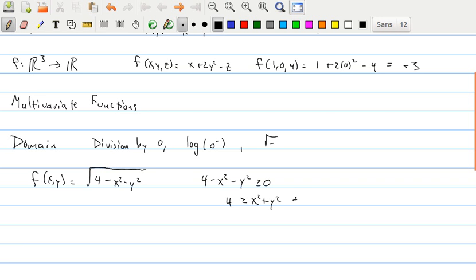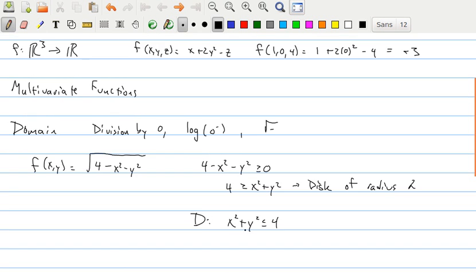We see that this is the disk centered at 0, the origin, whose radius is 2. So this is actually the domain of the function. We can't set it down to a single variable. It works in terms of both variables at the same time. So the domain of this function is x squared plus y squared less than or equal to 4, this disk.